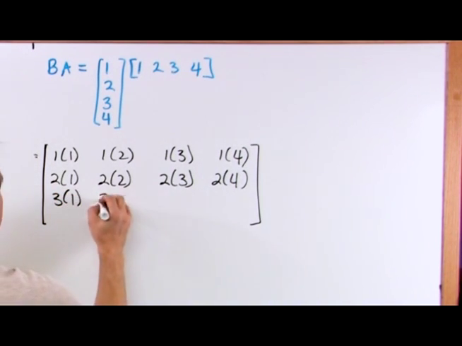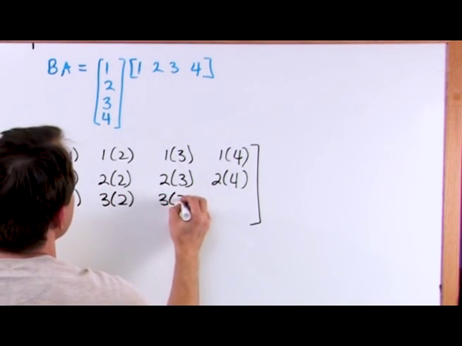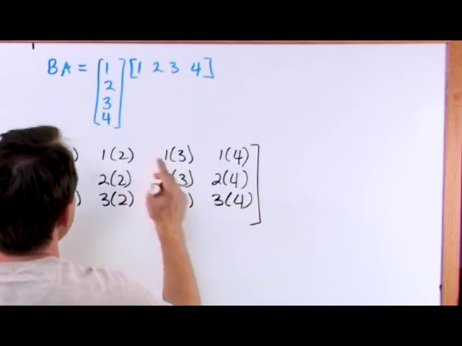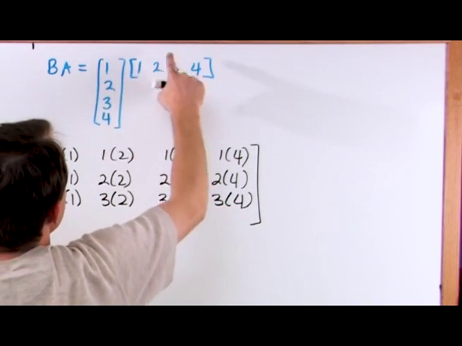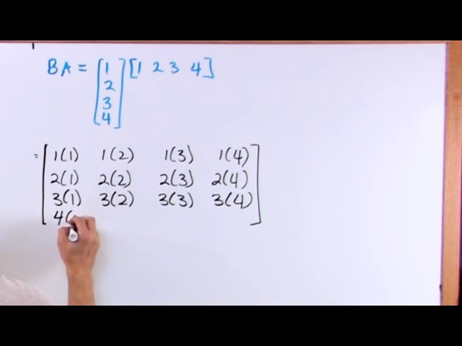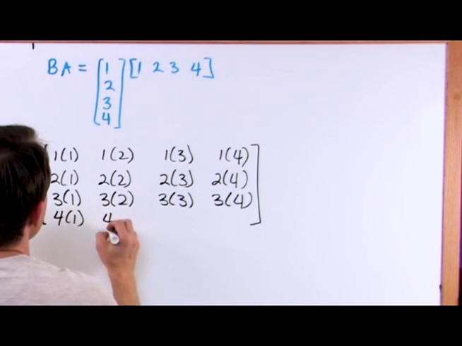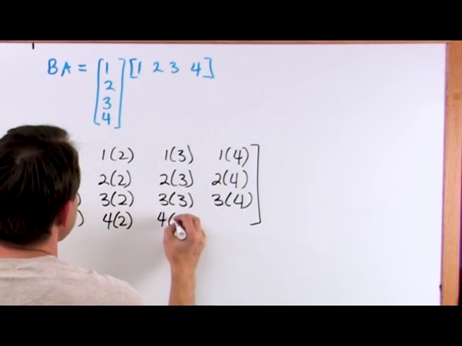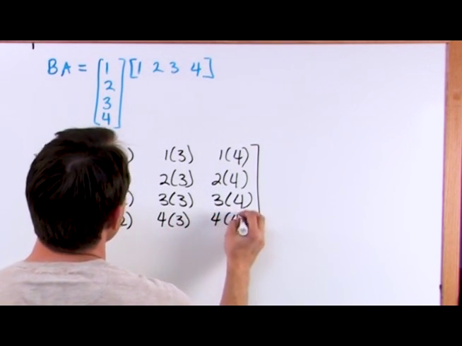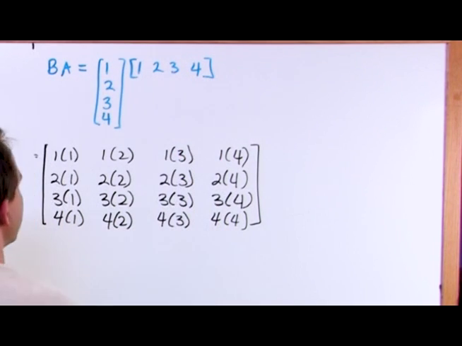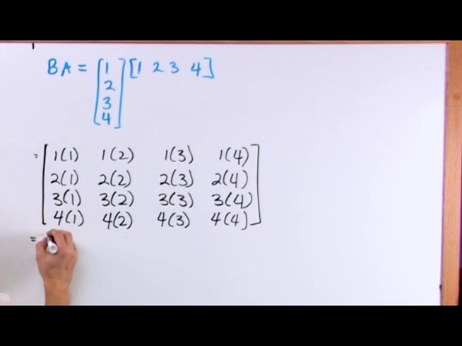3 times 1, 3 times 2, 3 times 3, and 3 times 4. I think you see the pattern now, going over and down, over and down, over and down, over and down. And then finally, 4 times 1, over and down, 4 times 2, 4 times 3, and 4 times 4. So now you can see even without doing any more multiplication that this is a real live matrix. I mean, this is a 4 by 4 matrix. It looks not only different than the previous answer, but completely different. It even has a different shape to it. Okay, so let's finish the math here and talk about it a little bit.